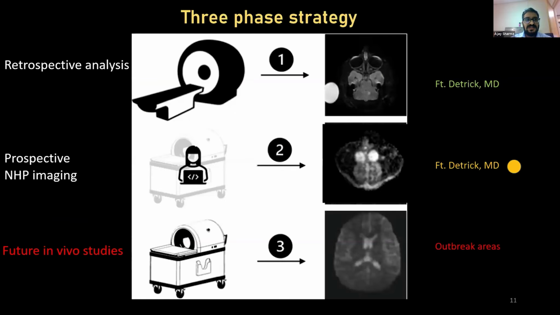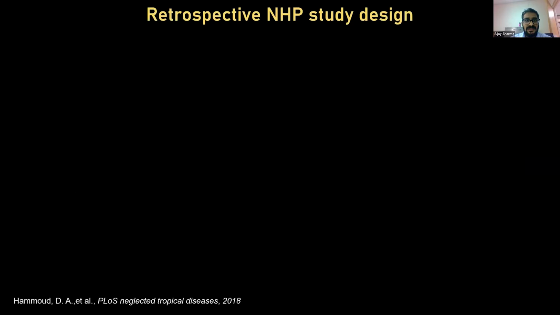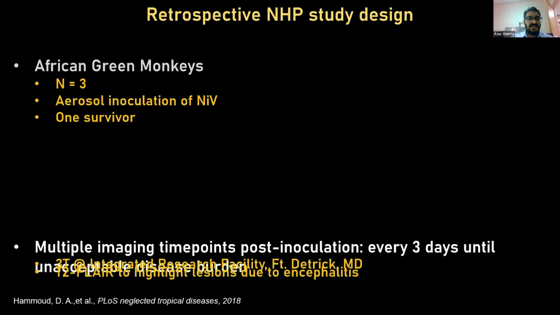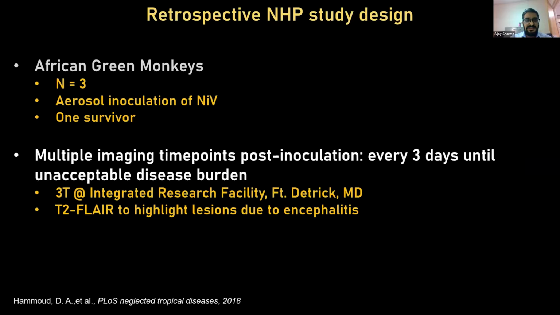Our study has three phases. One was a retrospective analysis performed on high field non-human primates using a simulation-based study. Then a prospective study was conducted, and in the future, in vivo studies will be conducted. In the retrospective study, there were three green monkeys, which we infected using an aerosol. Imaging was acquired at multiple time points, every 3 days.